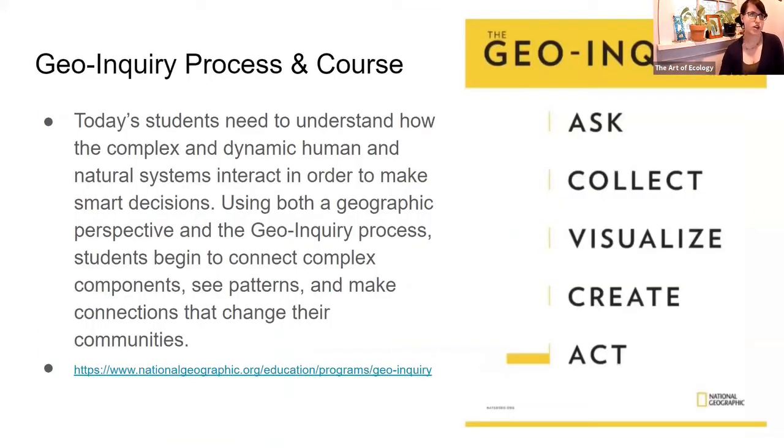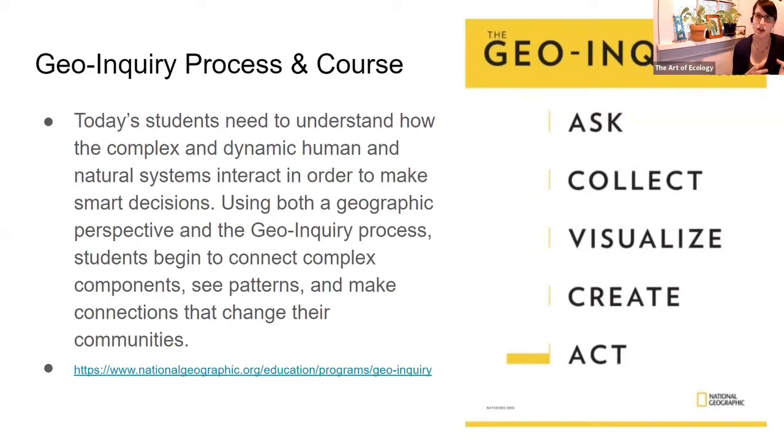And then they have another course that I have also taken, geoinquiry, which is really getting students to take a deeper look at whatever topic they're learning about. They ask deeper questions. The ask step goes hand in hand with the scientific method where you have the hypothesis, except this ask step goes a little deeper, and the students are the ones trying to figure out what questions they personally have about the topic, which then leads them to go out and collect data that helps to potentially answer that question.